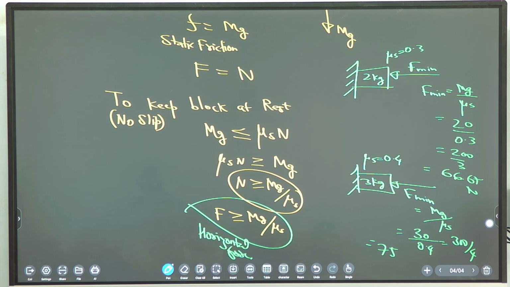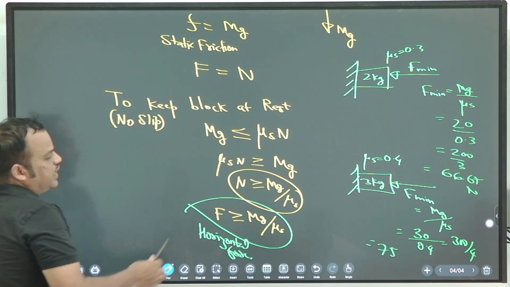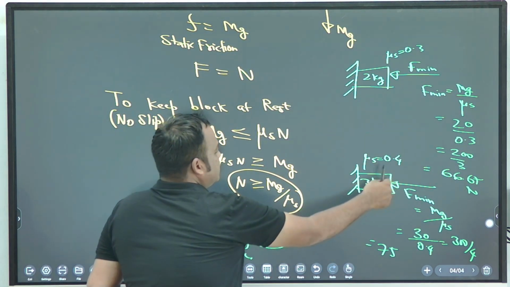Now I am exerting force. It is not falling. It is falling, correct? So how much force do I have to exert, minimum? What is the value? 75. If I exert more than 75, okay. Less than 75, not okay, it will fall. Clear? So exactly 75 you have to exert to keep it at rest.